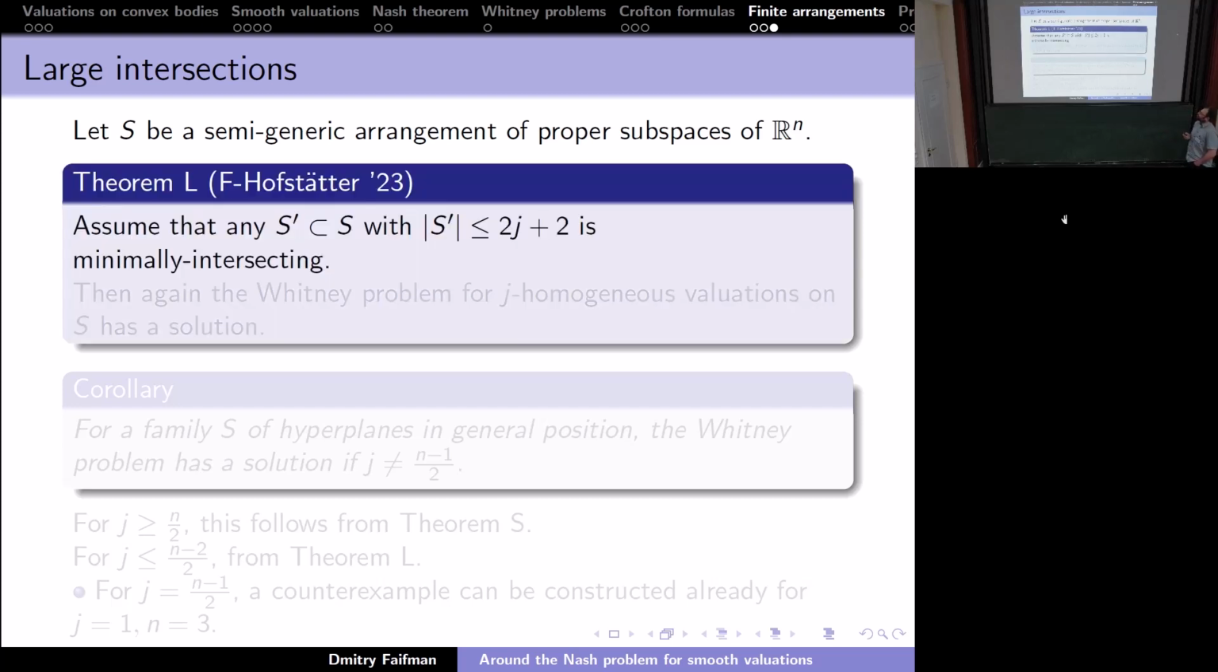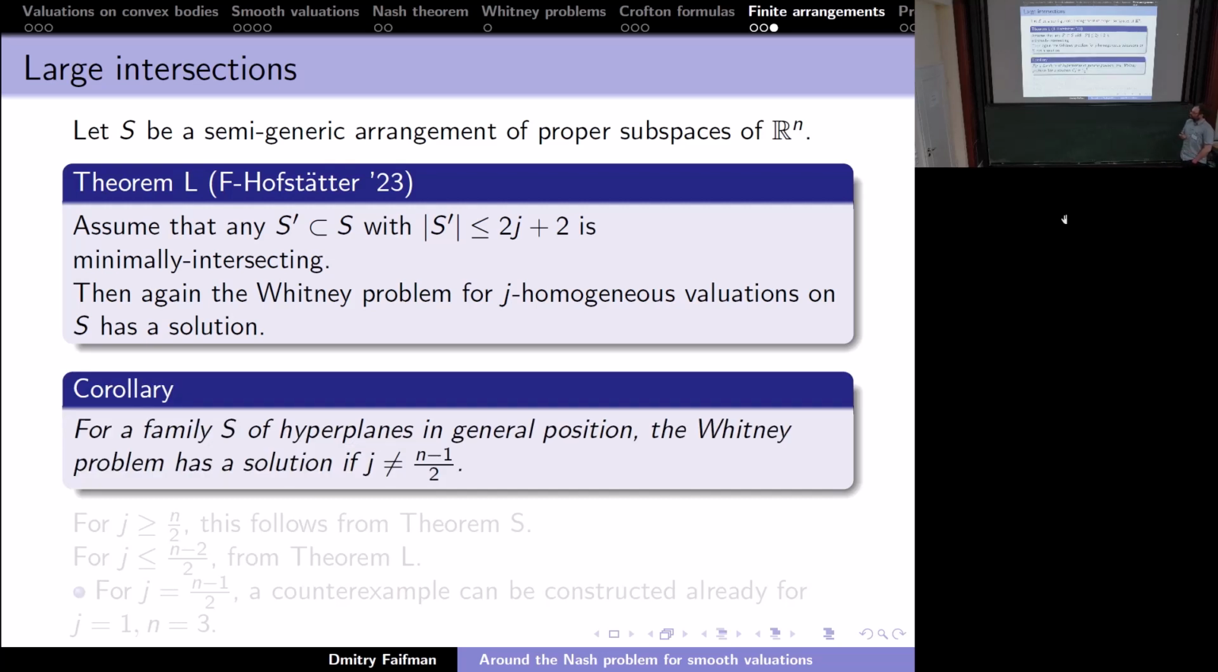The other theorem is kind of complementing. So here the condition is whenever you have a subset of 2J plus 2 subspaces, they must be minimally intersecting. That's a very bad terminology, but it somehow means that their intersection is large, while being generic, it's large within the ambient space. So with this condition, again, the Whitney problem, the same problem, would have a solution.